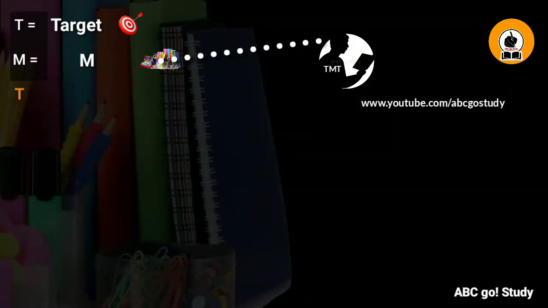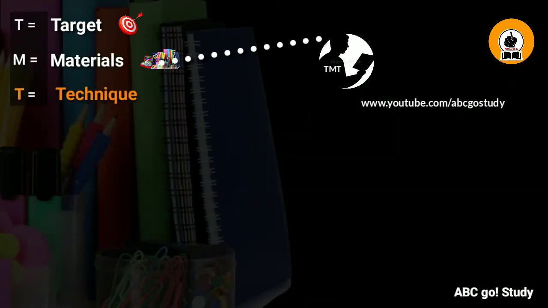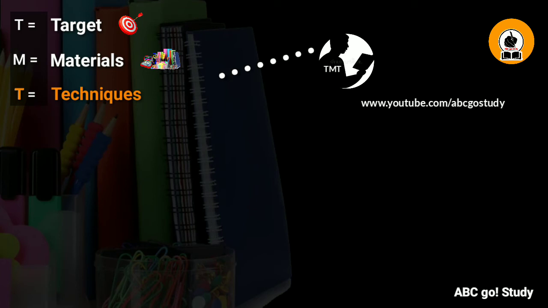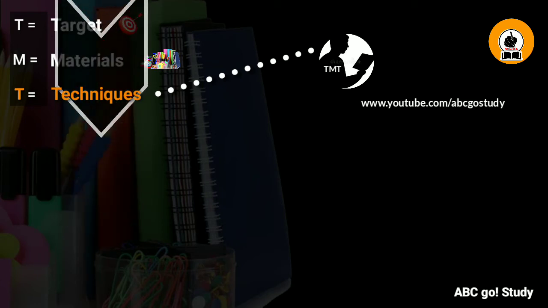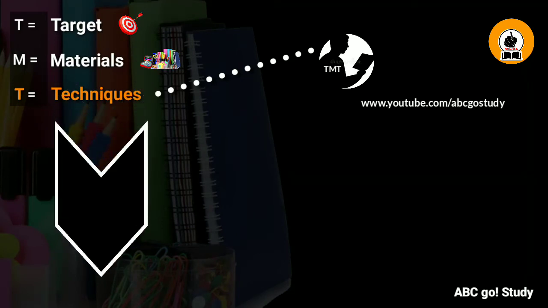The next tip I would like to share with you is the third one. That's technique. I talked about the first one. What is the first one? Target. The second one, materials. The third one, techniques. Now, the first technique I would actually talk about is the Pomodoro technique.